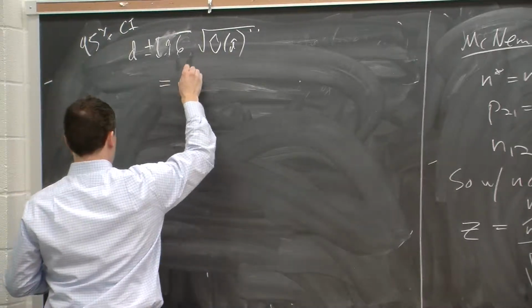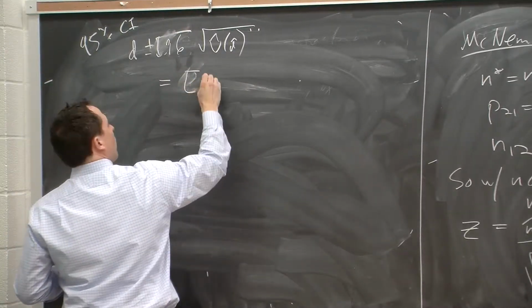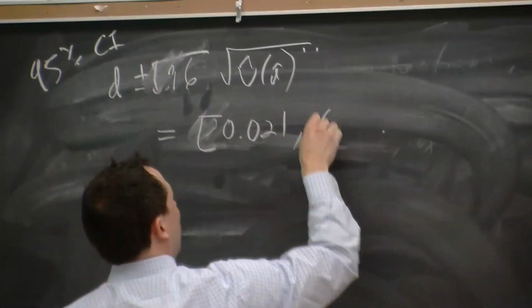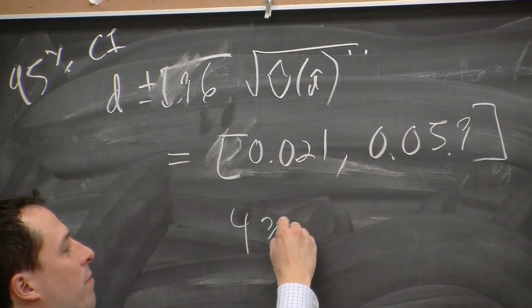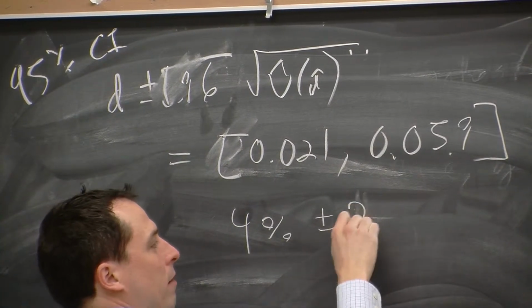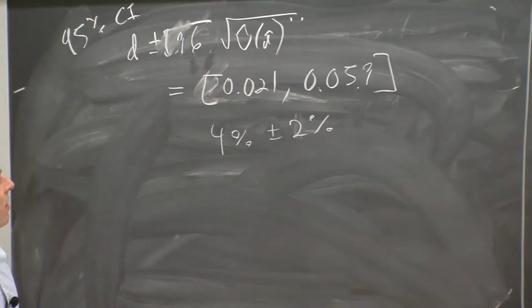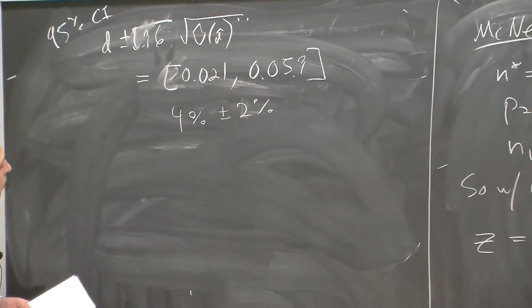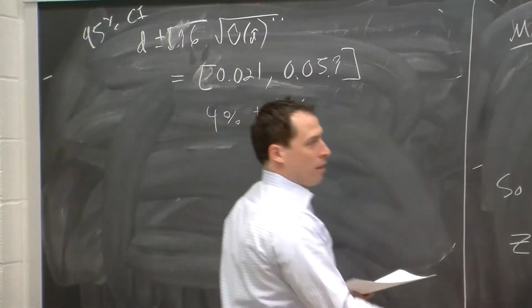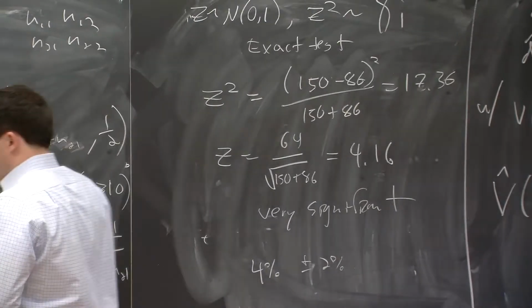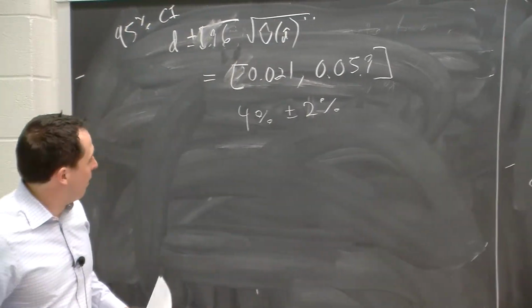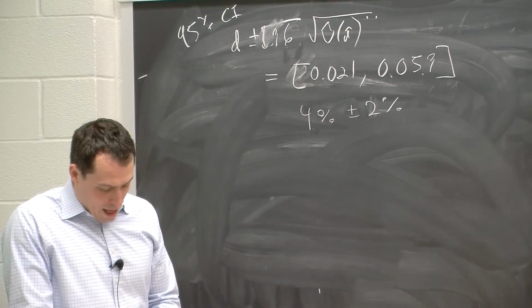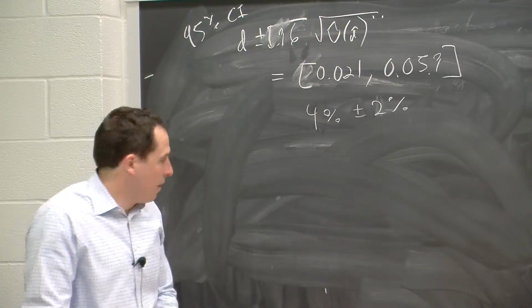And this works out to be the interval 0.021, 0.059. So this is 4%. The headline is 4% plus or minus 2%. So the confidence interval doesn't contain 0. So we think it's significant, which is consistent with this conclusion. So we can say in our report that your approval rating has fallen by 4%, plus or minus 2%. So now you're just 1,600 phone calls from being a pollster.